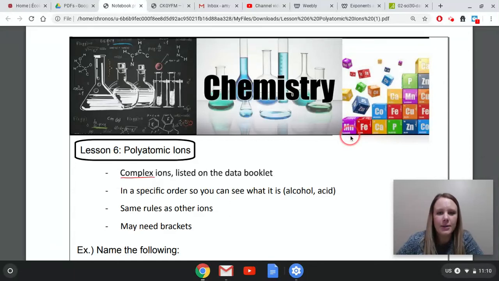Hi guys, we have lesson 6 on polyatomic ions here. So polyatomic, if we break that word down, poly meaning many, atomic meaning atoms. So these are a complex list of ions on your data booklet that have many different atoms in them.